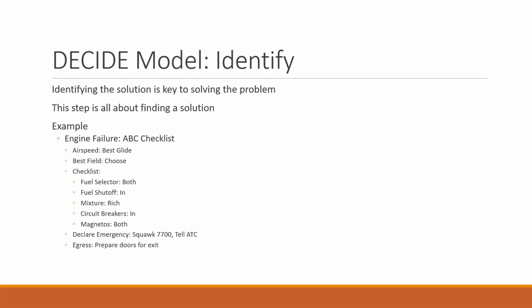So the past 2 steps, you estimated what you could do. You chose a decision to get you towards a solution. So in the case of flying the plane or figuring out how to land, identifying is all about identifying a solution that might solve the problem and actually prepping for it. So in the case of engine failure, again, ABC checklist.